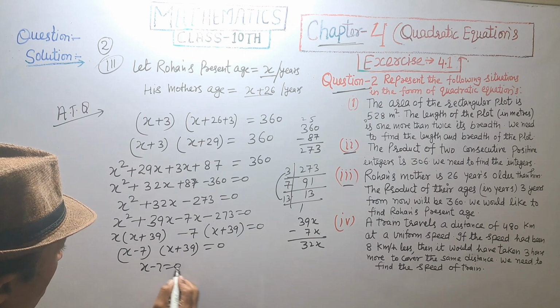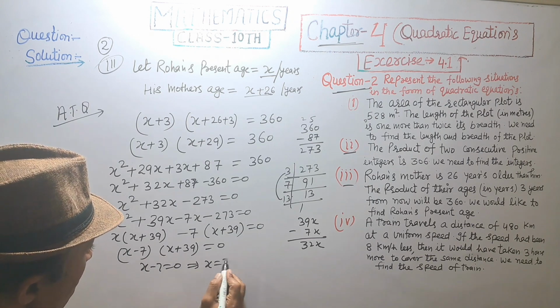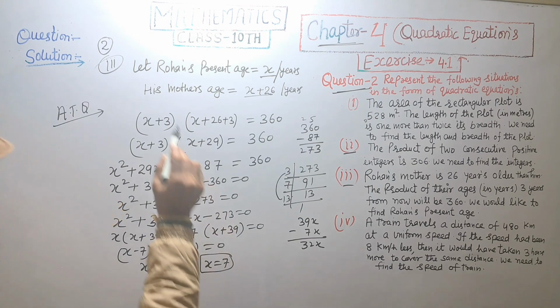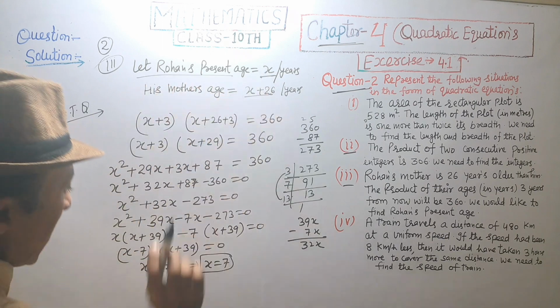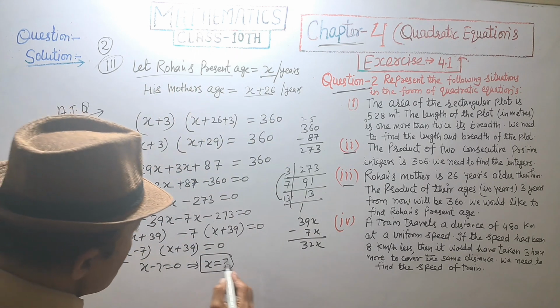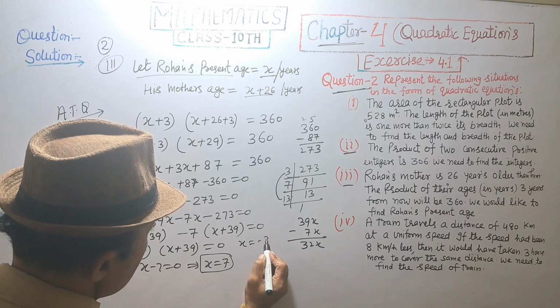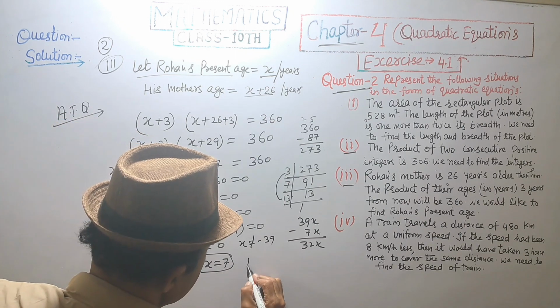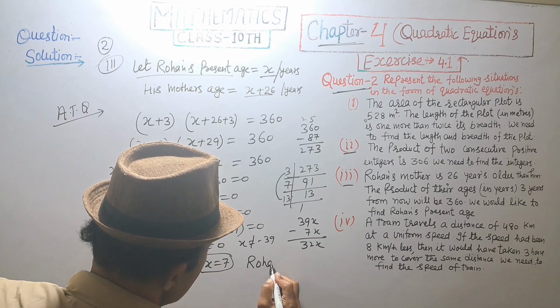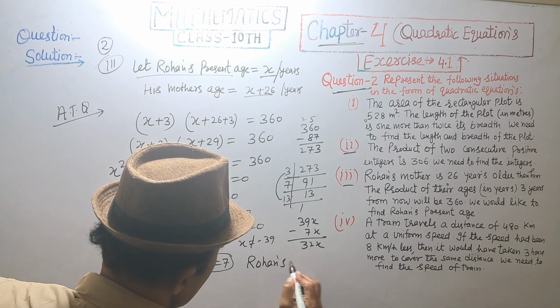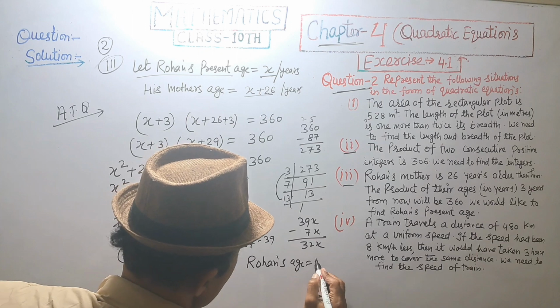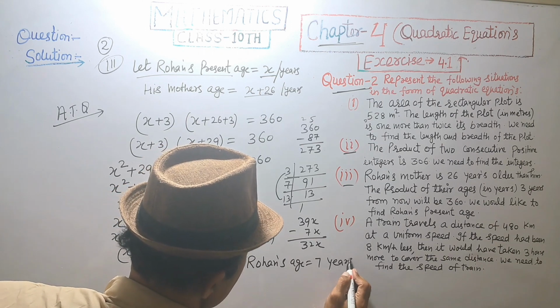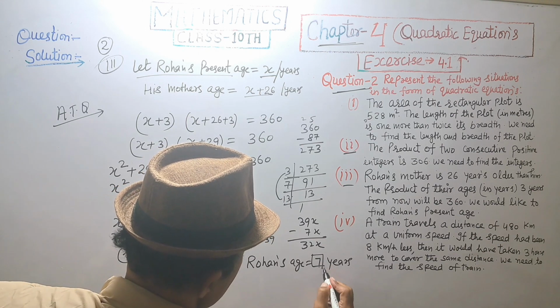x minus 7 equal to 0 implies x is equal to 7, and the other solution, x is equal to minus 39, is negative. But Rohan's age cannot be negative. So Rohan's age is equal to 7 years. Answer.